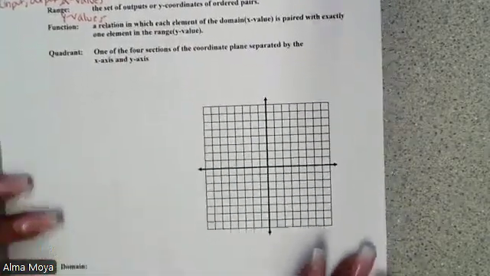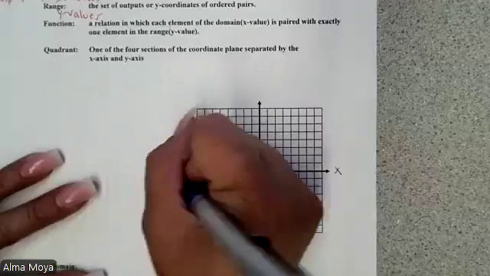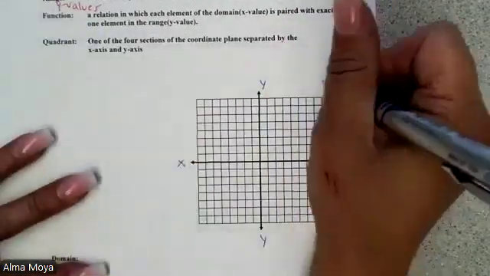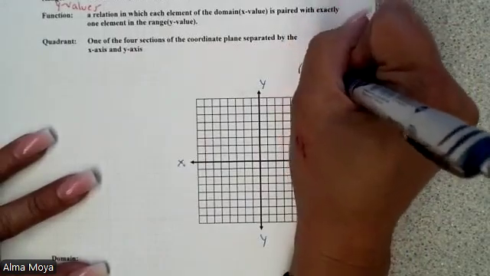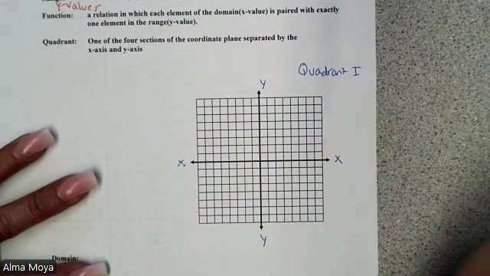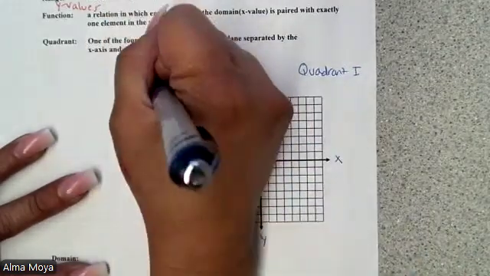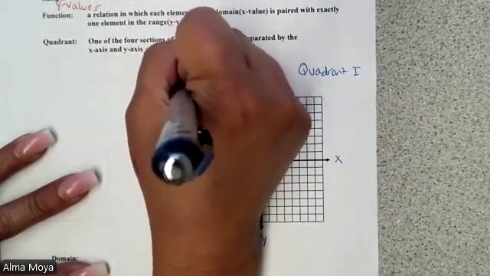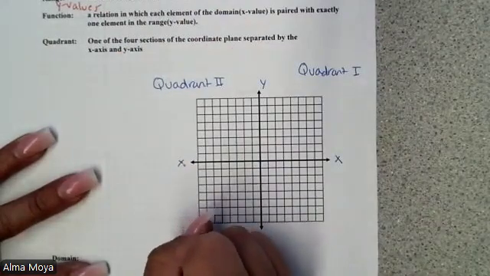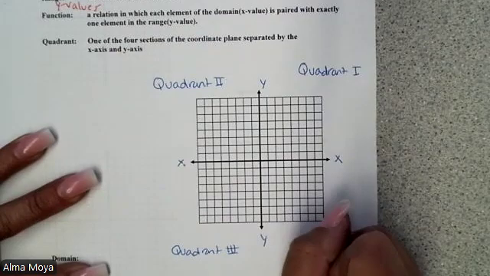Now, quadrants, okay? This is going to be known. So this is our X-axis. This is our Y-axis. This is going to be quadrant 1. And we write these with Roman numerals. Now, instead of going clockwise, we actually go counterclockwise. This is going to be quadrant 2. This is quadrant 3. And this is quadrant 4.